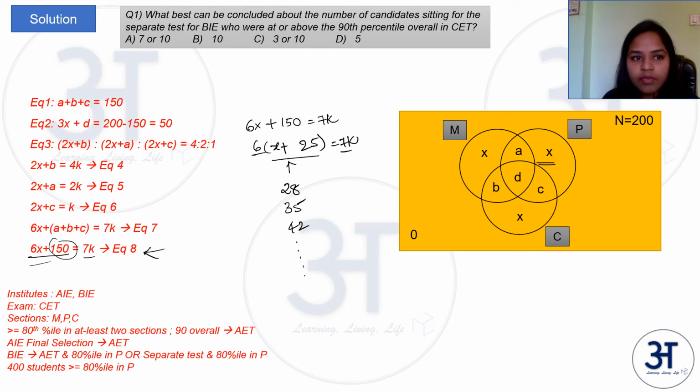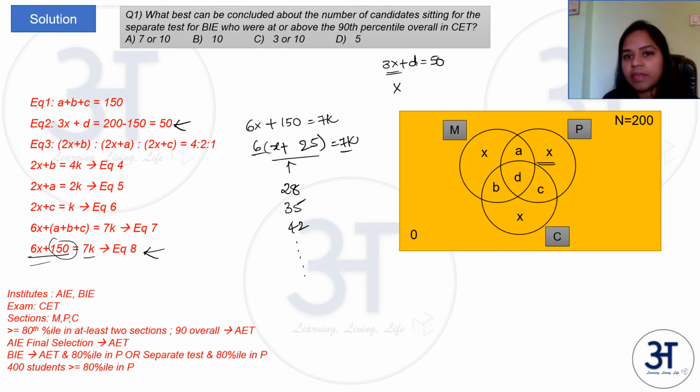But we have one more equation where x is involved. 3x plus d is equal to 50. So let us also look at this equation. 3x plus d is equal to 50. What is the greatest value x can take?